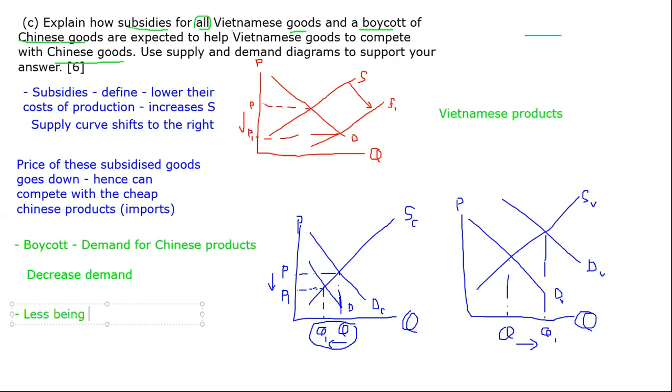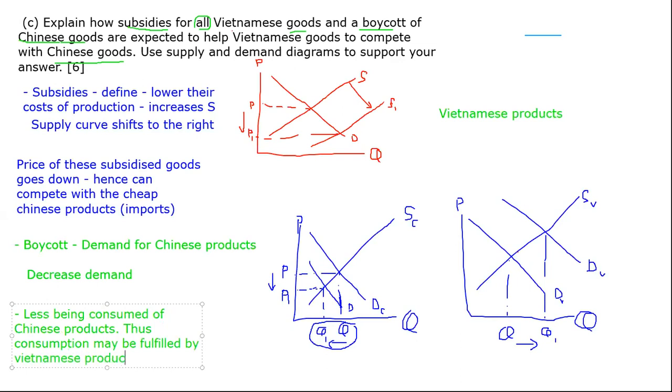Basically, you just put whatever I just said into words: less being consumed of Chinese products, thus consumption or excess consumption may be fulfilled by Vietnamese producers.